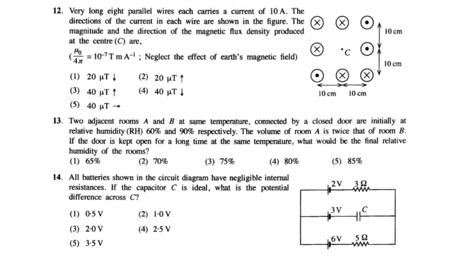Then we take the two terminals of the 6-volt and 5-ohm branch. Then we can write 5I plus the potential difference across that branch, V, equals 6. 5I plus V equals 6. Then we find the potential difference across the 6-volt and 5-ohm branch. So it is 3.5 volt.